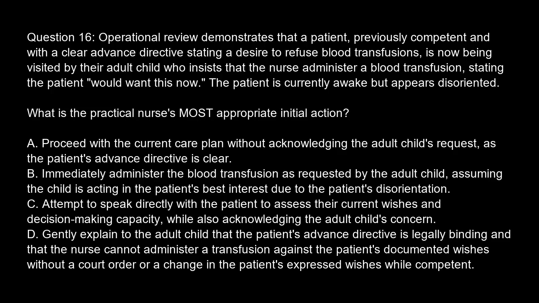Option C. Attempt to speak directly with the patient to assess their current wishes and decision-making capacity, while also acknowledging the adult child's concern. Option D. Gently explain to the adult child that the patient's advance directive is legally binding, and that the nurse cannot administer a transfusion against the patient's documented wishes without a court order or a change in the patient's expressed wishes while competent.